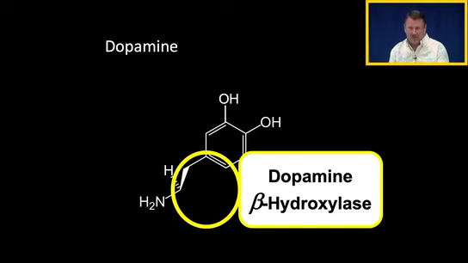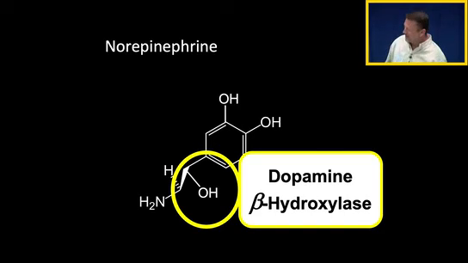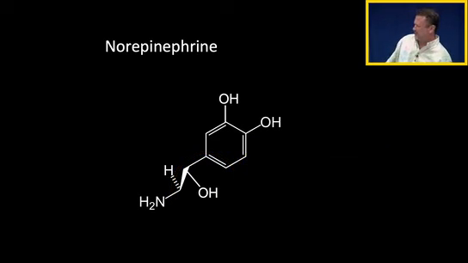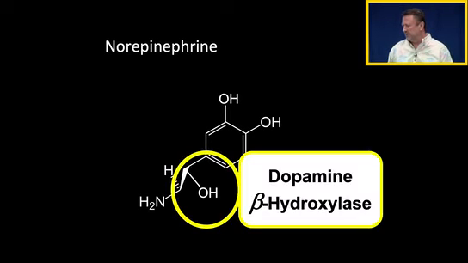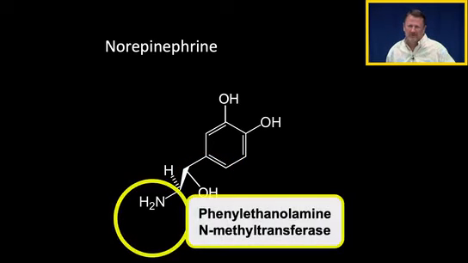And then we'll hydroxylate it again to make norepinephrine, and then the methyltransferase. I'm sorry, we have norepinephrine. I'm getting ahead of myself. All right, so we'll reverse that. The dopamine beta hydroxylase will hydroxylate the beta position of the carbon, giving us norepinephrine.